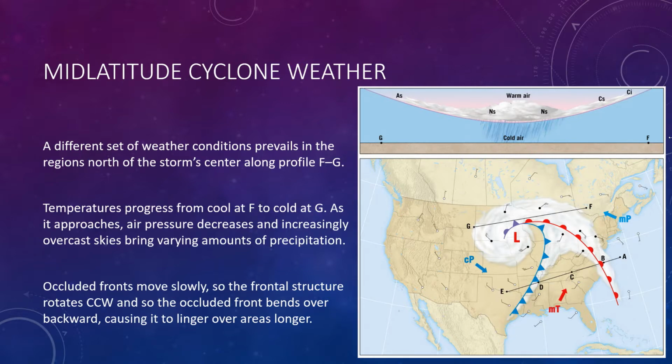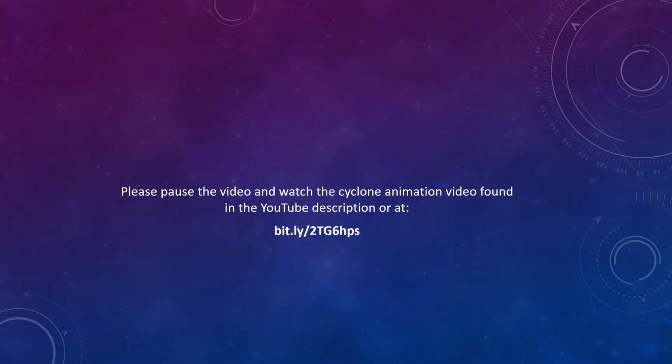And so you get this comma head shape as it begins to turn over itself, and as a result, you have continued cloud cover longer than you would have had previously. So please pause the video and watch the cyclone animation in the YouTube description or at the following link.